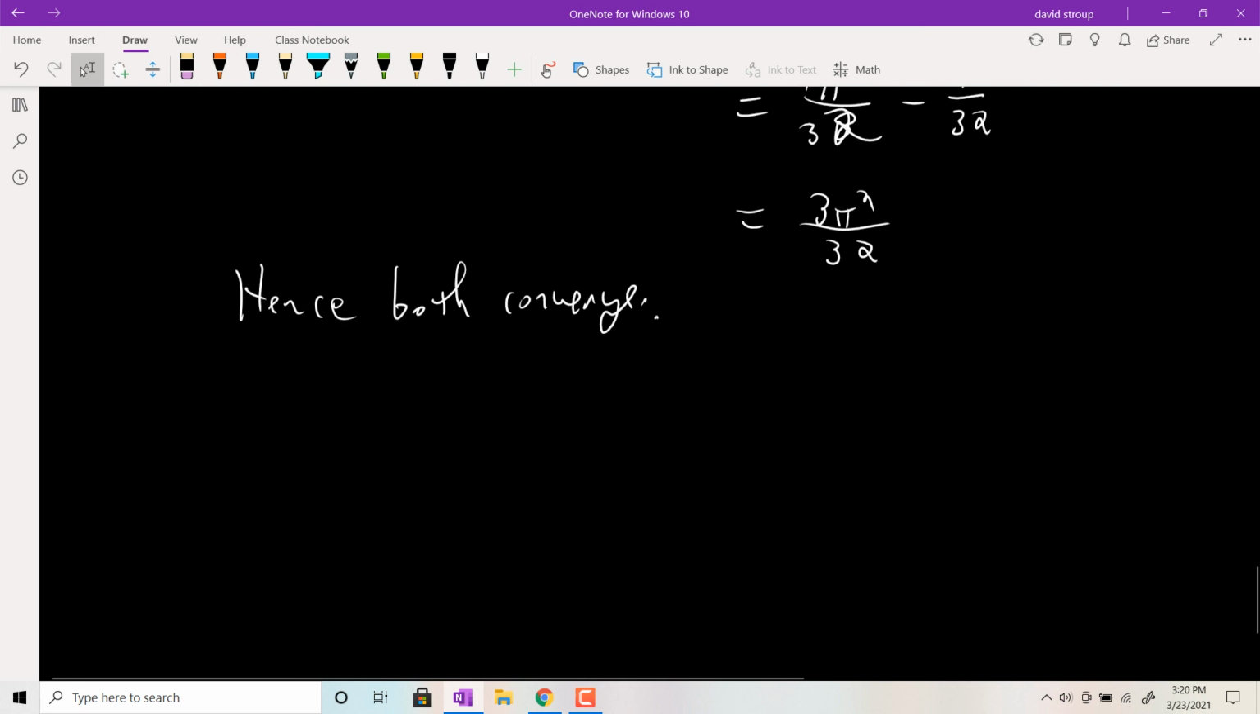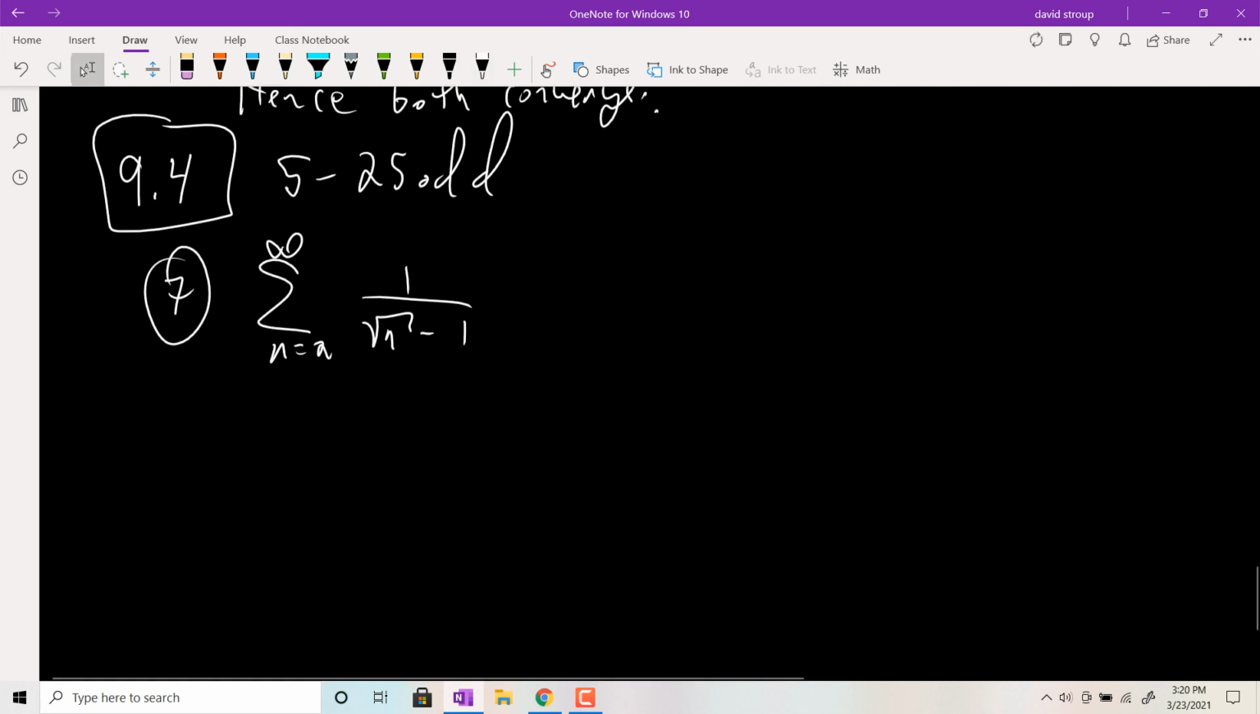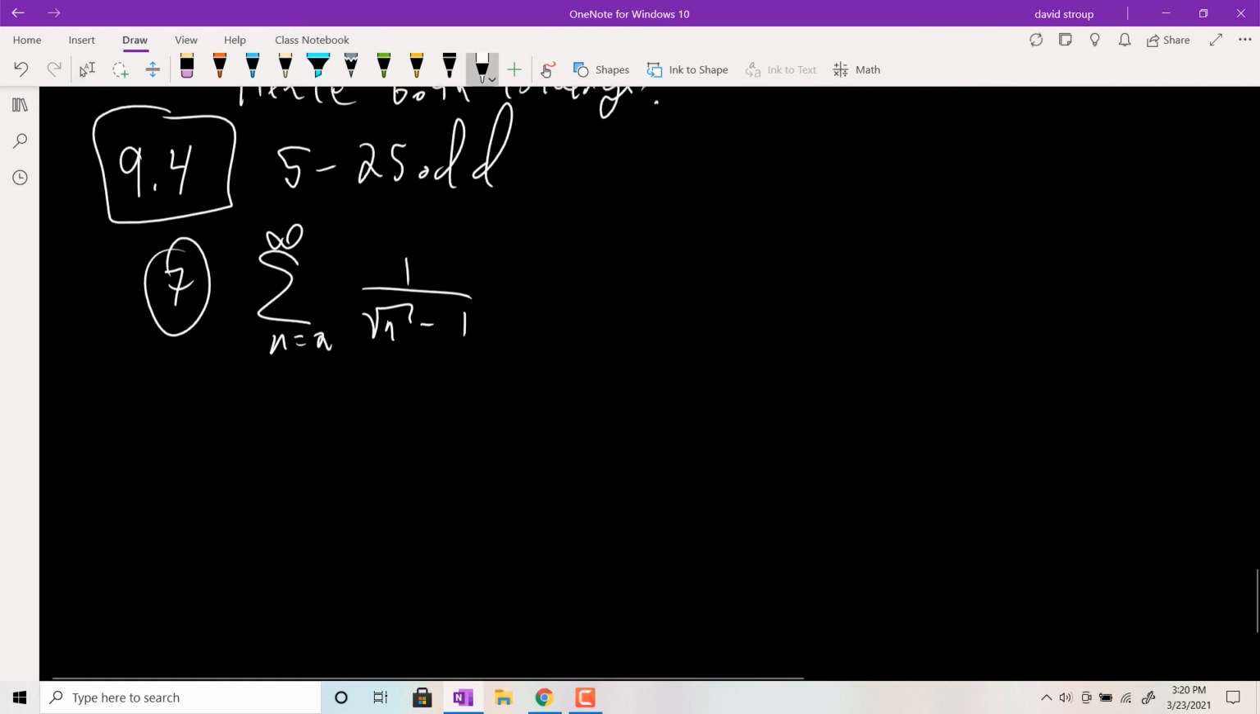Okay. 9.4 gave us the comparison tests. So I'll be looking at questions like 5 to 25 odd. And number 7. Okay. So I'm going from n equals 2 to infinity of 1 all over the square root of n minus 1. And I want you to show it just the way I show it with 3 steps.